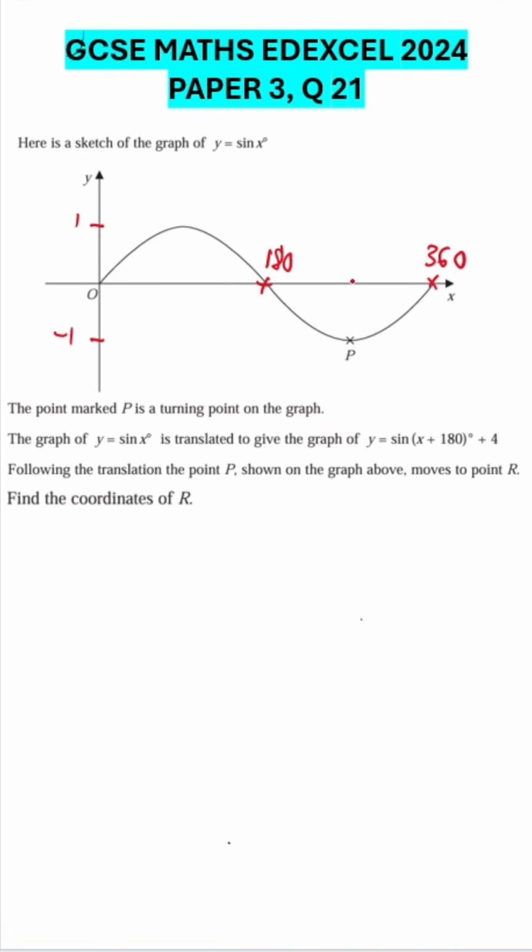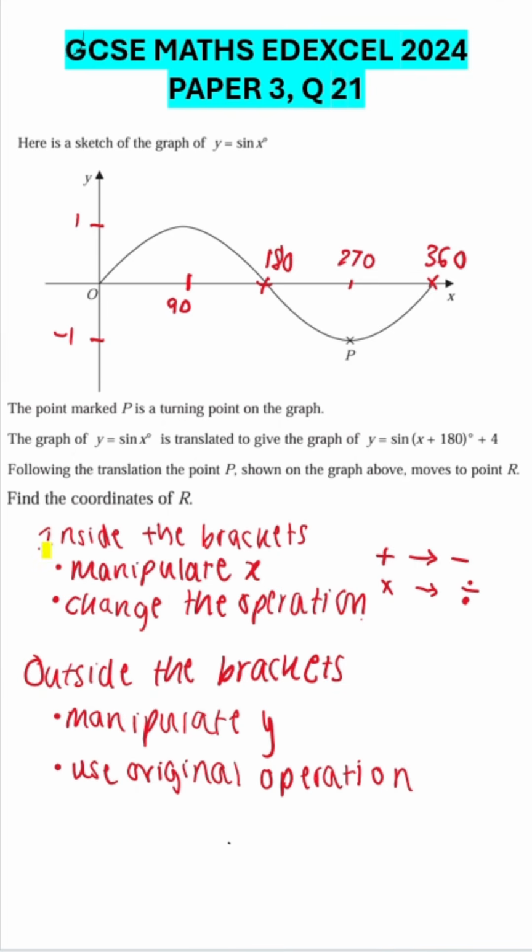And by symmetry, you should also be able to work out that this point here is 270 and this point is 90. Another thing we need to be familiar with is the rules of transformations. So let's go through some of these rules. If the transformation is inside the bracket, we need to manipulate the x-coordinate. And we also need to change the sign that we've been given. So if there was a plus, we'd change that into a minus. And if we have a multiplication sign, that would become division.